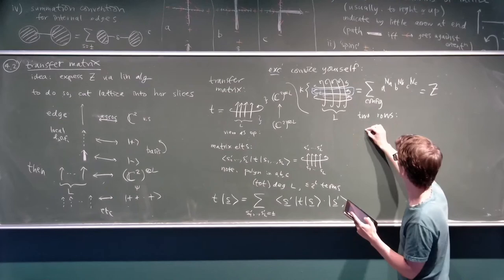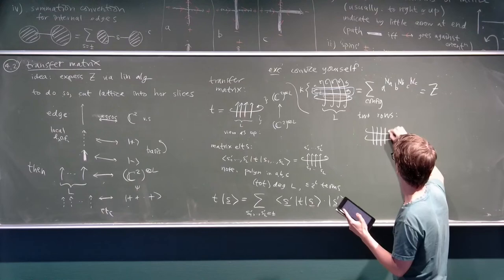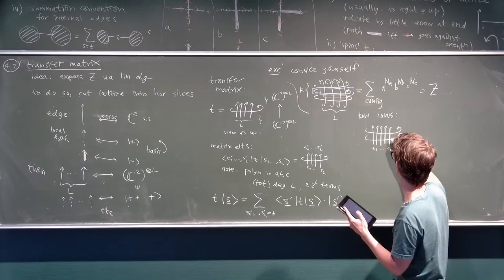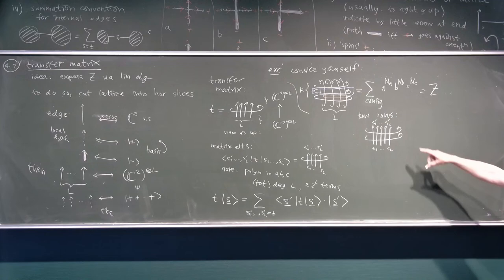So let's get a little bit bigger and consider two rows of the lattice. Let's draw the picture first. So we have two of these rows. Then we have some number of edges. And let's again fix the spins S1 to SL horizontally, and S1 prime to SL prime from the bottom at the top. Actually, let's call this S double prime.